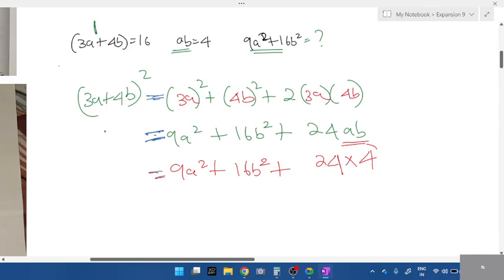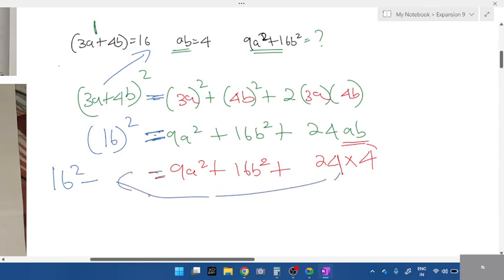Left hand side, what are the other values? 3a plus 4b. What you have to, 16 or 16 square? What is it? This 16 or 16 square? 16 square, right? Apart from this, all the other values will be given. It is 16 square, right? Square here minus which one will go to the other side? So what you get? 16 square minus 24 into 4 is equal to 9a square plus 16b square. Now we got the answer, right?